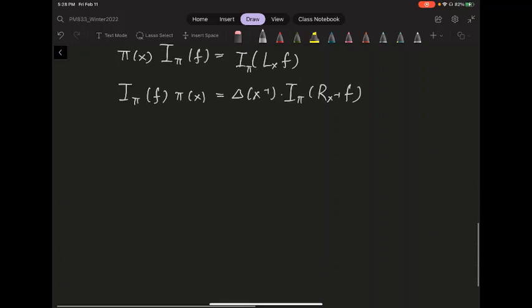Okay, so here's the proof. So we say I pi of f is clearly linear.